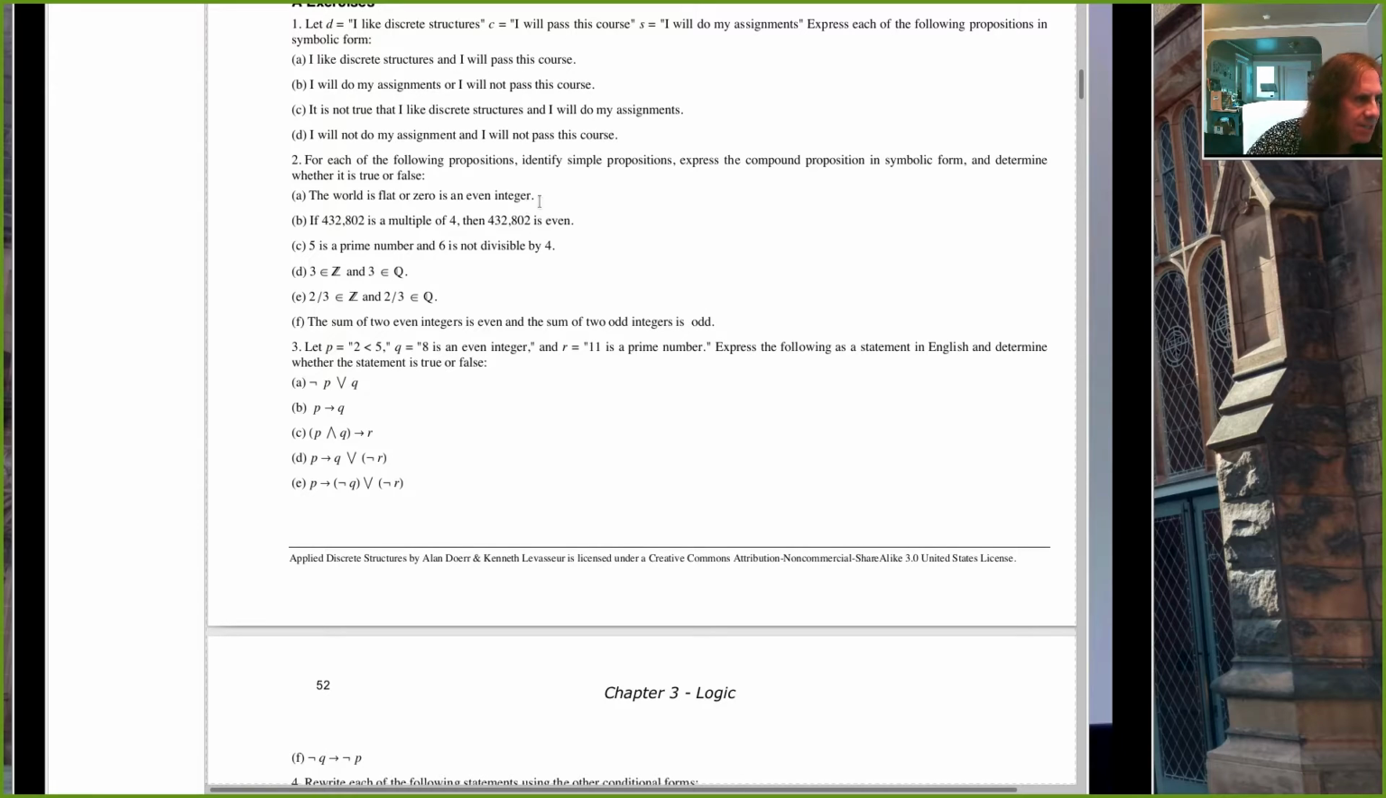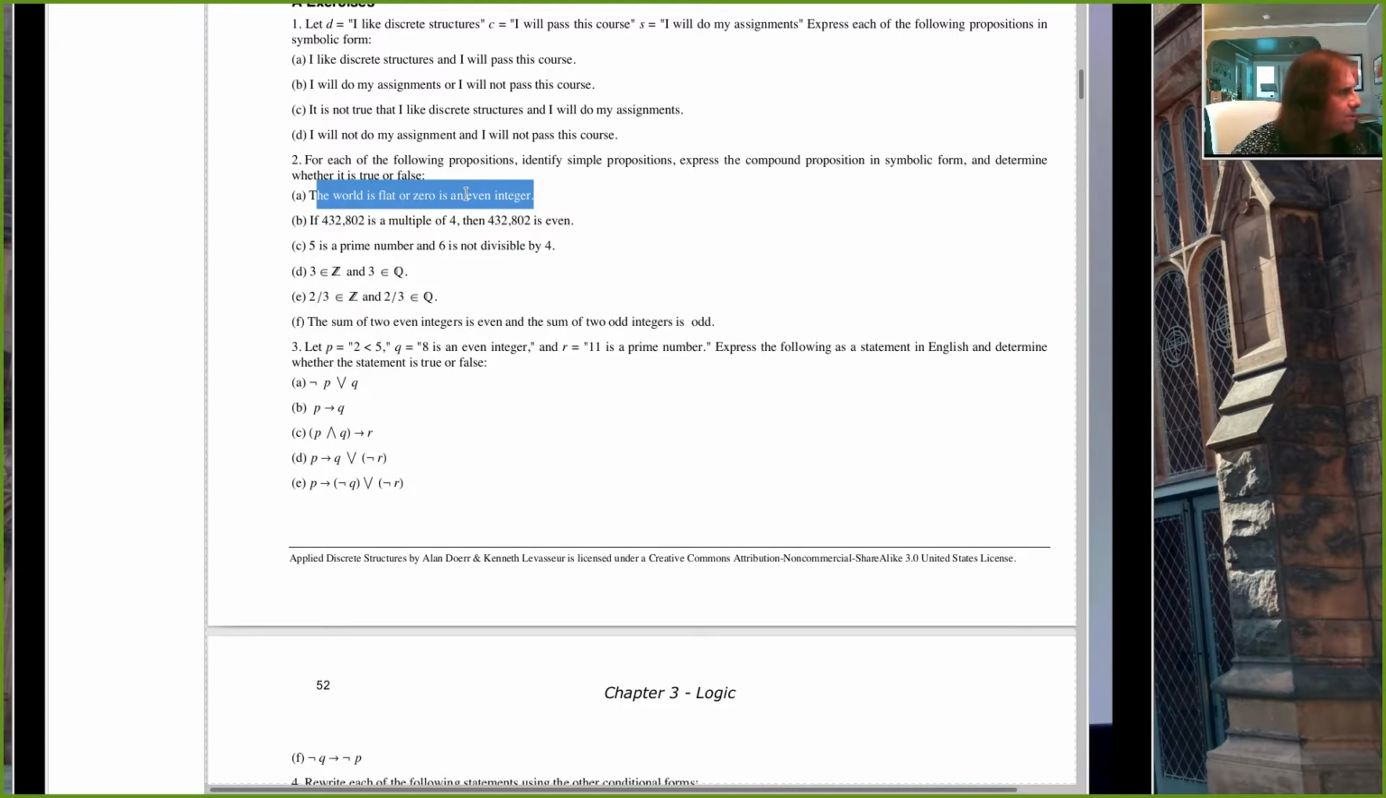So for the following, identify simple propositions, express the compound in symbolic form, determine whether it's true or false. So the world is flat or 0 is an even integer. This is one proposition, the world is flat. Let's call that P. This is another proposition, 0 is an even integer. Let's call that Q. So this statement is P or Q. And it turns out to be true.